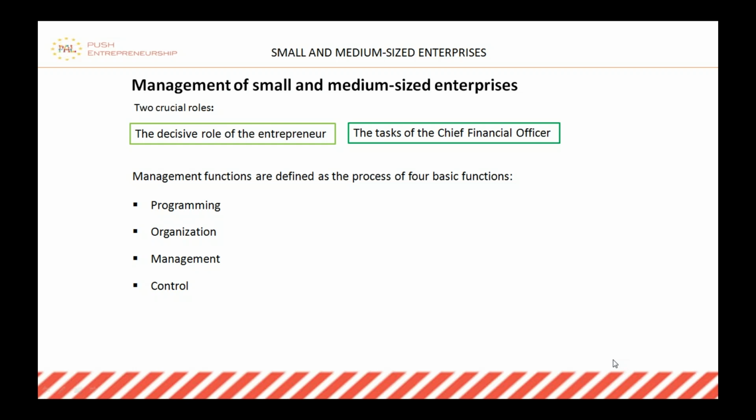Management functions are defined as the process of four basic functions. The process of effective management starts with planning, continues with organization and management, and ends with control, which in turn leads to the review of the programming. Programming refers to what will be done, why, by what means, when it will be done, and who will do it. It is thinking before the action. Programming, therefore, includes setting targets and shaping strategic and political operational action programs.